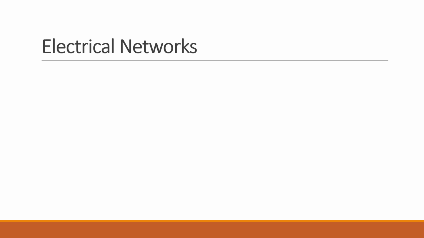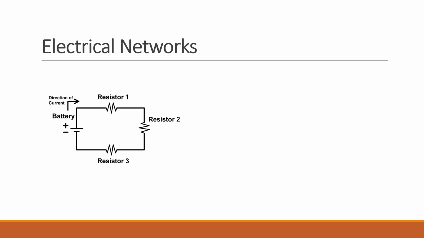Now, look at this circuit. This is a series circuit. As you can see, there are 4 elements in this series circuit. This resistor 1 is element number 1. This resistor 2 is element number 2. This resistor 3 is element number 3 and this battery is element number 4.